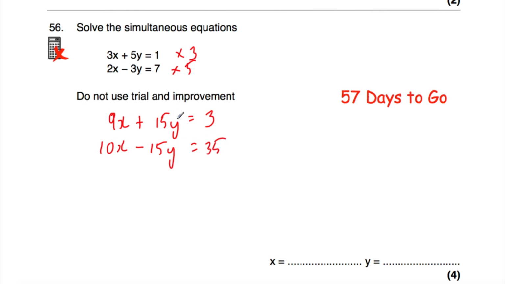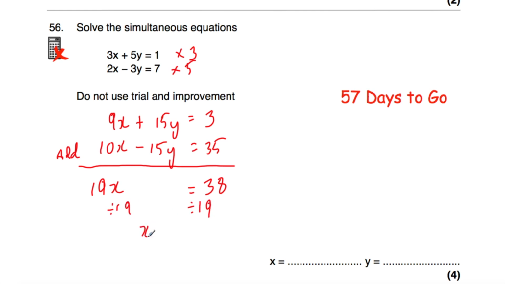So we've got two equations, one with 15y and one with minus 15y. Well, minus 15y plus 15y is 0, so let's add the two equations together. So 9x plus 10x is 19x. Minus 15y plus 15y is 0, so they cancel out. And that's equal to 35 plus 3, which is 38. So we've got 19x equals 38, and then let's just divide by 19 and divide by 19, and we get that x equals 2.